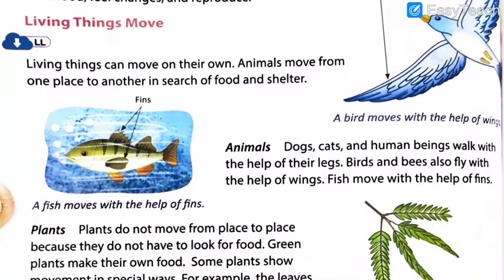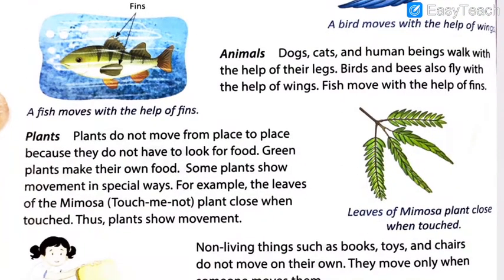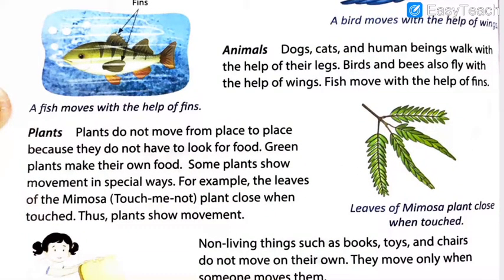Then further we saw how living things move, in which we saw that birds can move with their wings, fishes move with their fins, and dogs, cats and human beings all walk with their legs. Human beings have 2 legs, while dogs, cats and other animals like cow and buffalo have 4 legs. So every different living thing has a different way of moving.